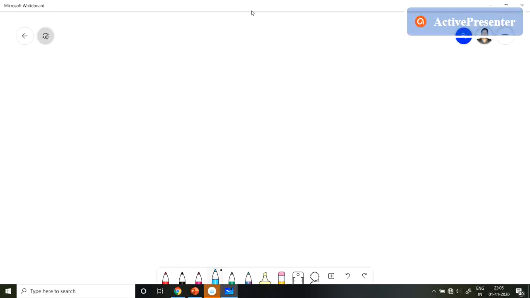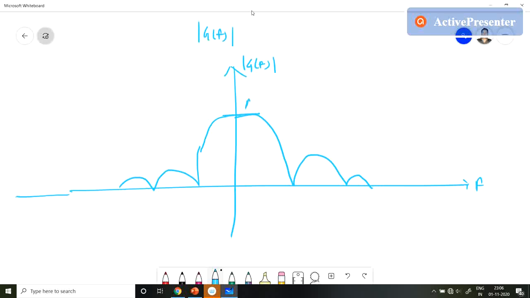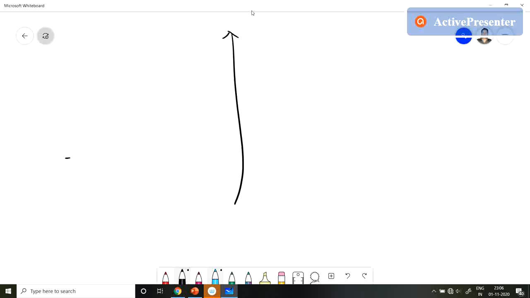We can also plot this G(f), the magnitude of G(f), and the plot is like this. So this is the amplitude plot, the amplitude spectrum. It basically follows the amplitude of the sinc pulse. So here we have AT, and this is 0, this is 1 by T, this is 2 by T, this is minus 1 by T, this is minus 2 by T. And we can also plot the sinc function.